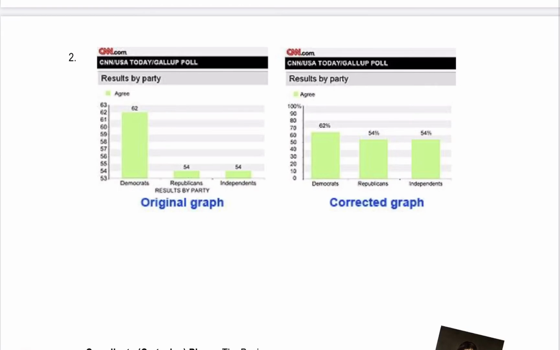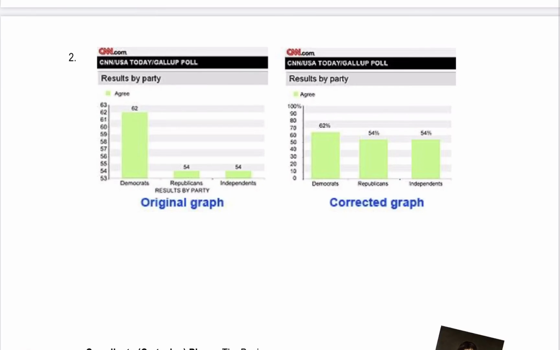And so they did a poll about this, and they broke it down by party about whether or not they agreed. I assume this was agreeing with the removal of the feeding tube or not. So the first graph, let's focus on the graph. This is the first graph released by CNN USA Today. One of the things that I would say is bad about this one is they didn't give any label on the y-axis.